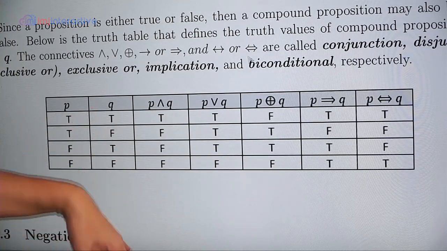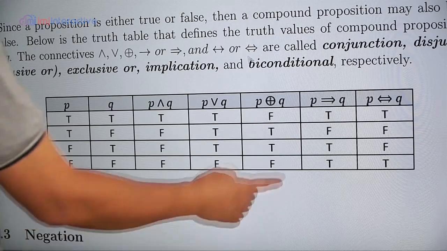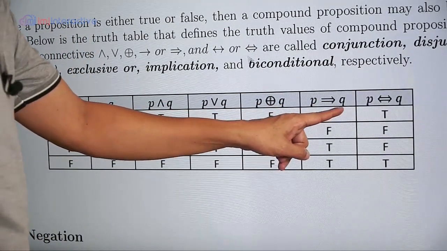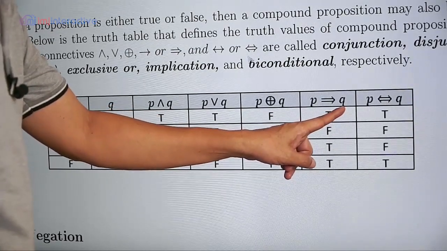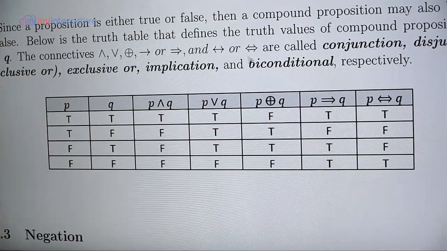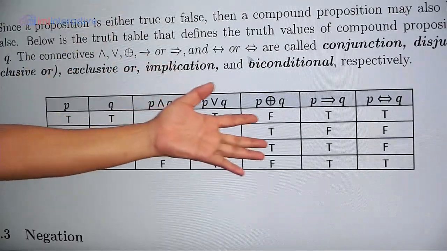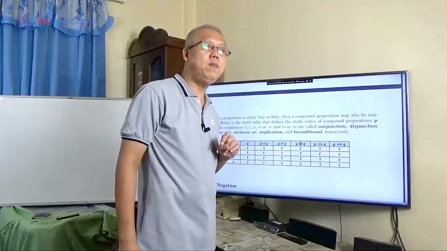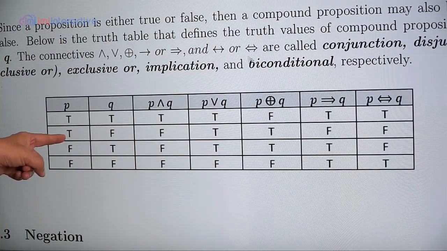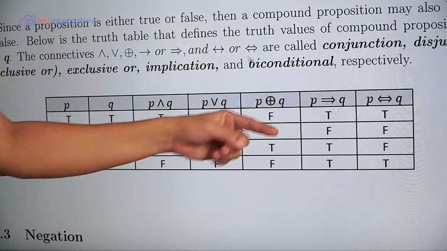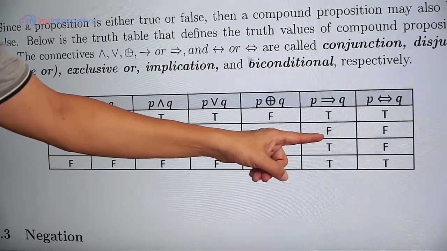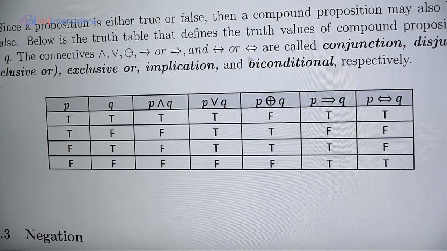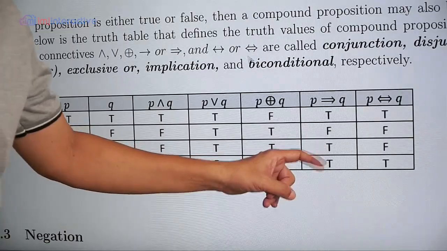For an implication, there are two parts. This part here is your hypothesis or antecedent, and your Q is your conclusion or consequent. Now, how do you get the truth value of an implication? An implication will only be false if the hypothesis is true and the conclusion is false. So, your implication becomes false. Otherwise, it will be true. So, the rule is true, false, false.